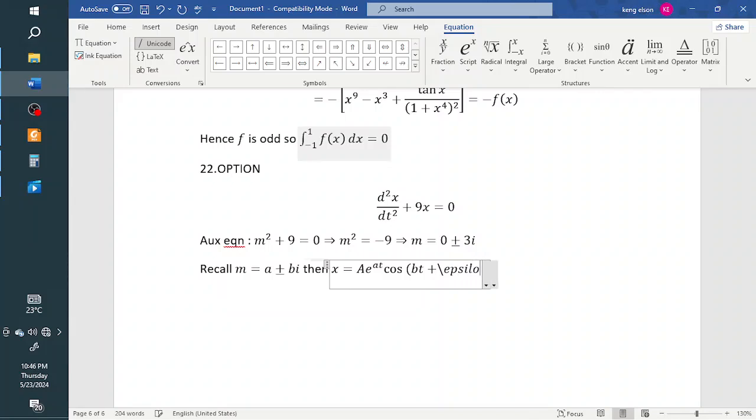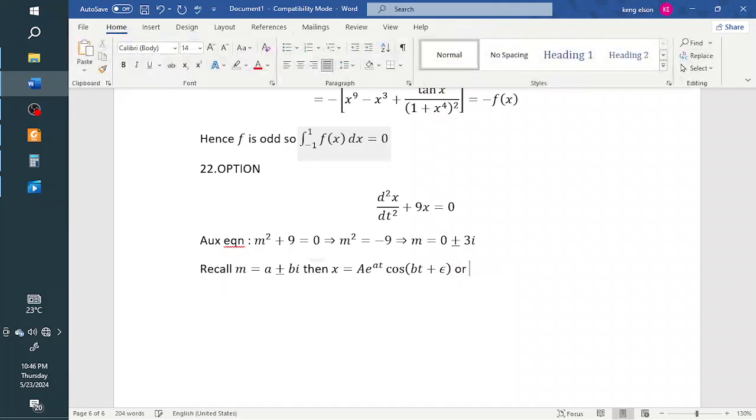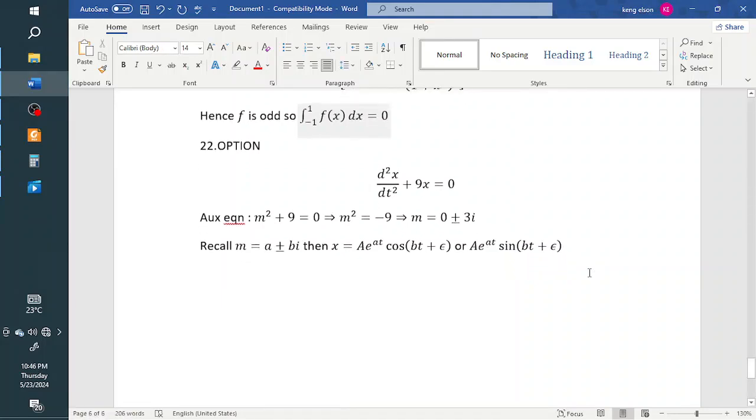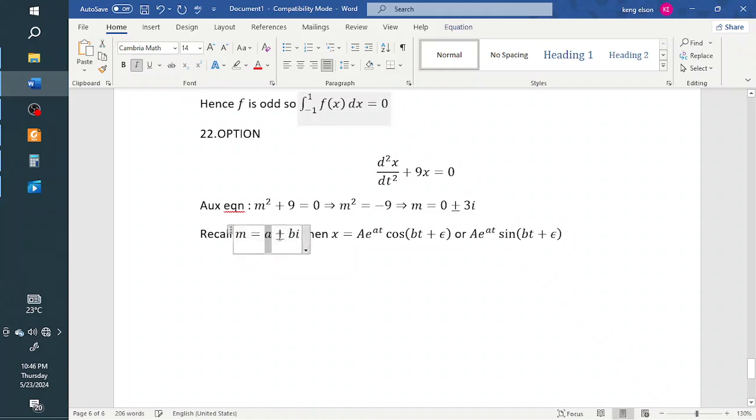This is just a general solution. Or you could use sine instead of cos. You use sine, you don't have any problem. So a is the real part of my roots and b is the imaginary part. Here my real part is 0 and my imaginary part is 3.